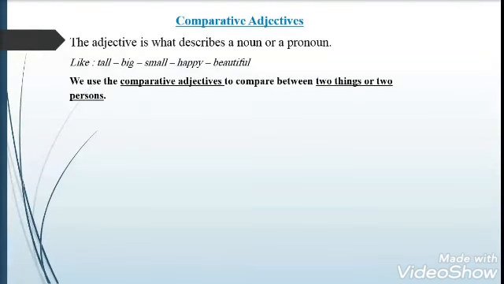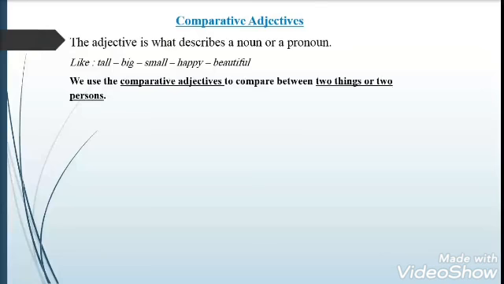First of all, what is the adjective? إيه هي الادجective? The adjective is what describes a noun or a pronoun. الادجective ببساطة هي الصفة. الصفة زي like for example tall, big, small, happy, beautiful. Describing something. Okay? Like he's a tall boy. It's a big car. Okay? So this is the adjective.